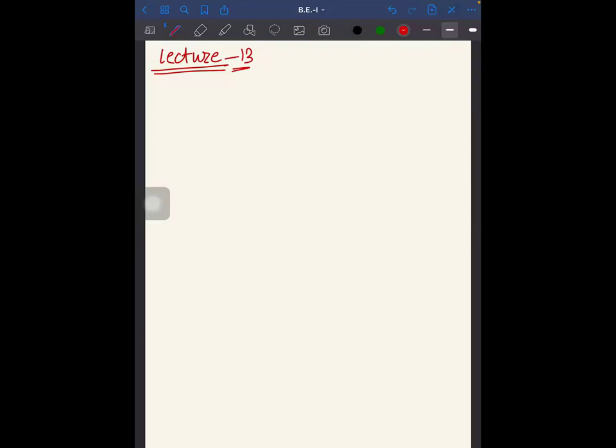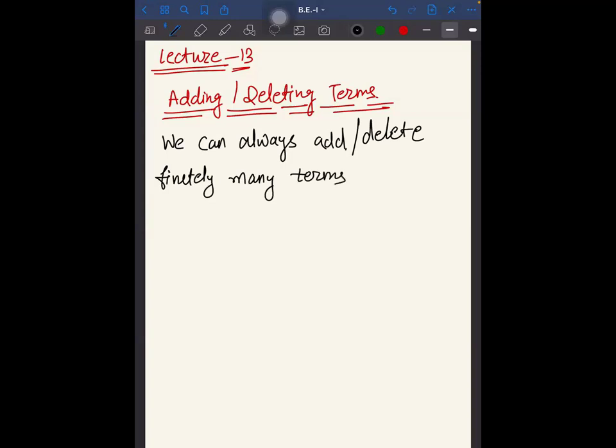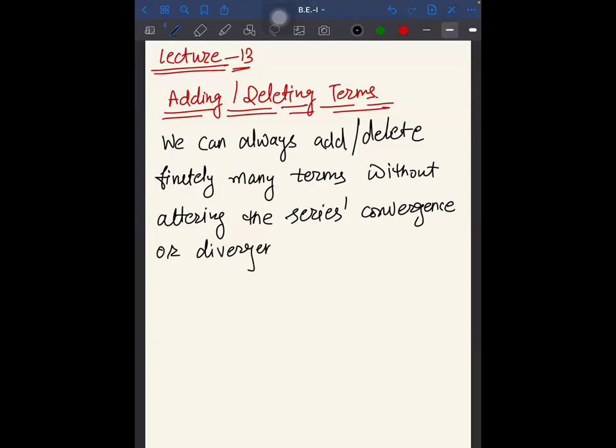The very first thing is, what is the impact of adding or deleting terms from a series? We can always add or delete finitely many terms without altering the series' convergence or divergence. That means it will not have any impact on this.